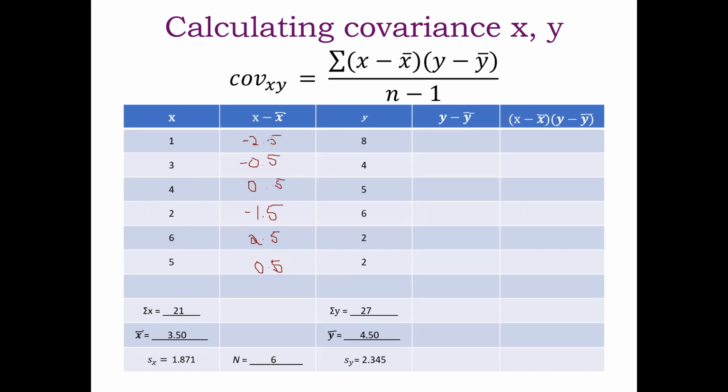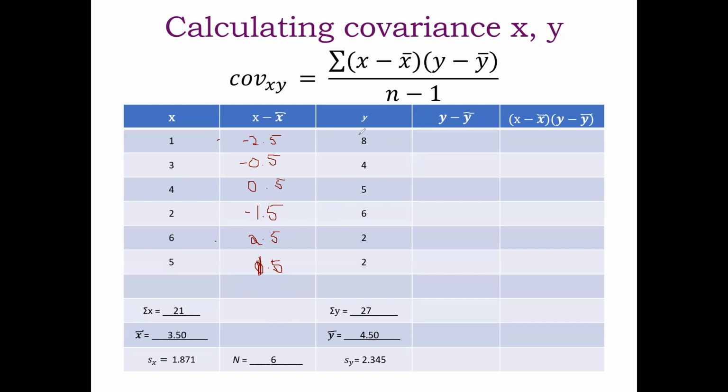We can make sure that we're correct by making sure these add up to 0. Negative 2.5 plus 2.5 is 0. And then negative 0.5 plus 0.5 is 0. Well, this is 1.5, see, I already made a mistake. Negative 1.5 plus 1.5 is 0. So 5 minus 3.5 is 1.5. It's always a good idea to add up the deviations and make sure they add up to 0.